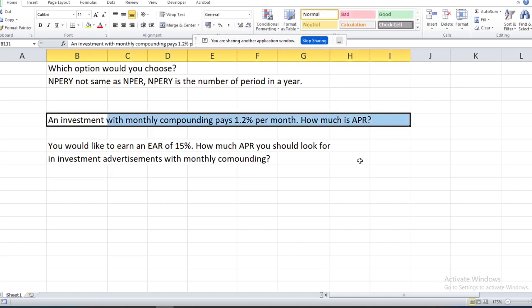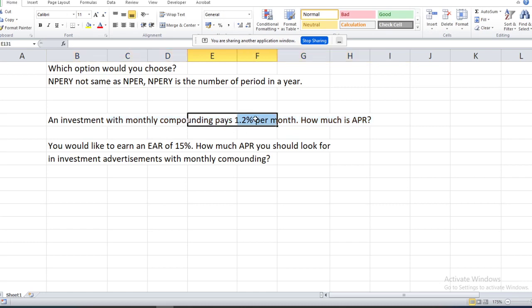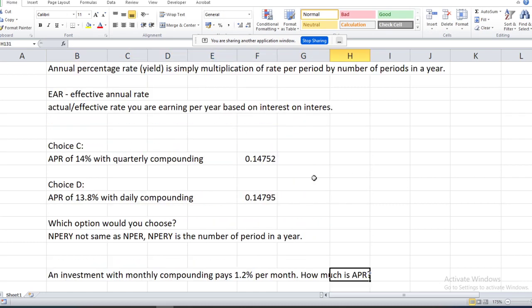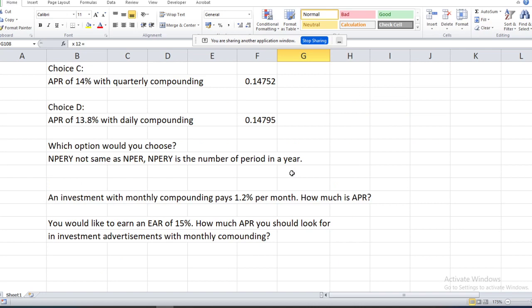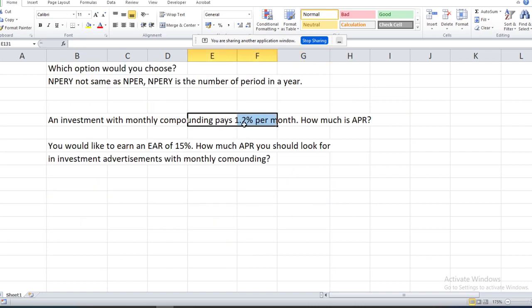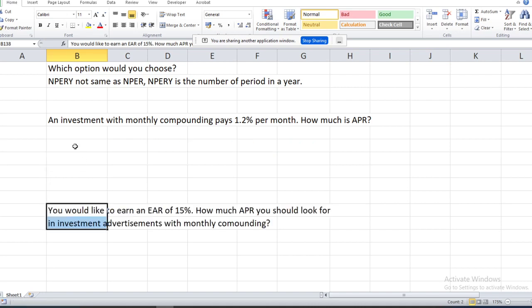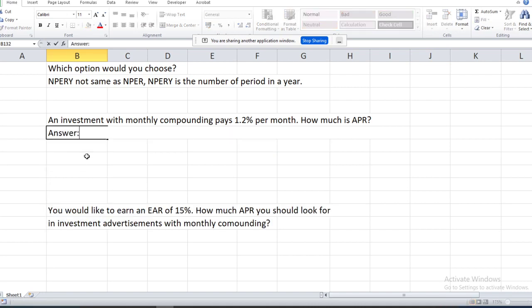So first question is really easy. Per month, you get 1.2%. To calculate APR, scroll up a little, we simply multiply by the number of periods in a year. Okay, if you already know the interest rate per small period, just multiply it by the number of these small periods in a year to find APR. So the answer to the first question is simply 1.2% times 12, which gives you equals 0.012 times 12, 14.4% APR, annual percentage rate.